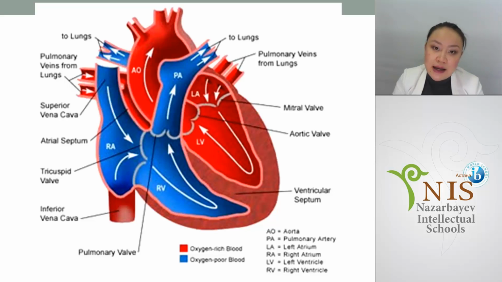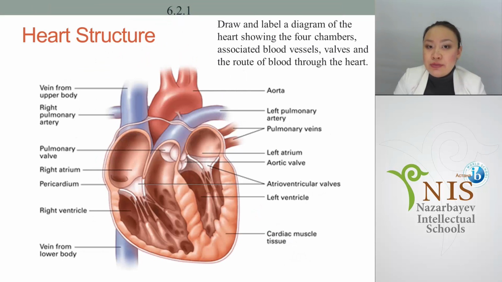We have 2 sides of the heart, left side and right side. In each side we have an atrium and a ventricle. And please remember that in biology, one skill is very important. What is that skill? This skill is drawing. You should be able to draw.